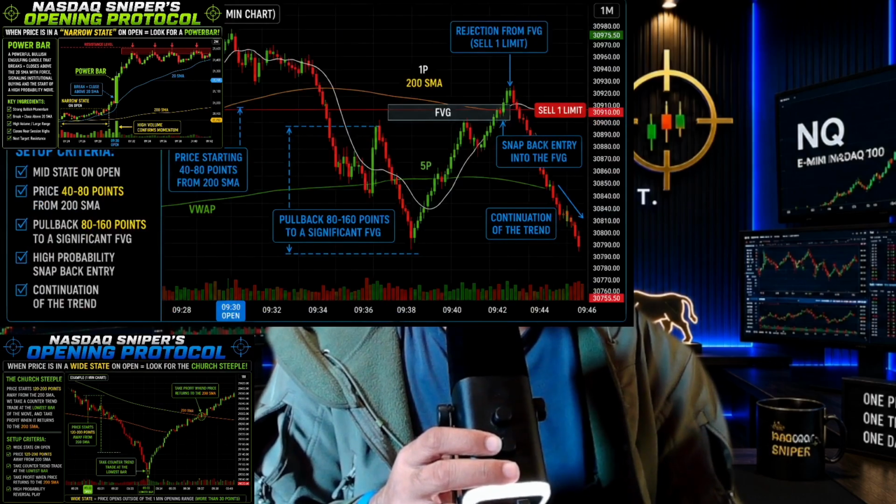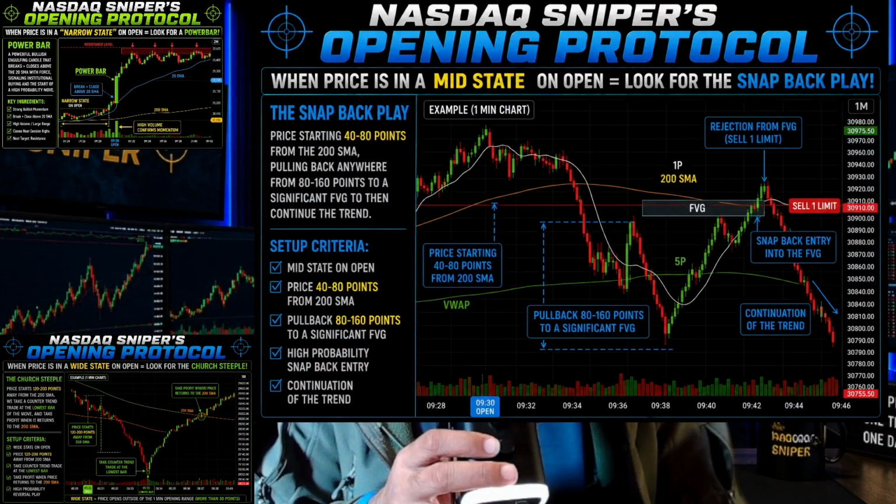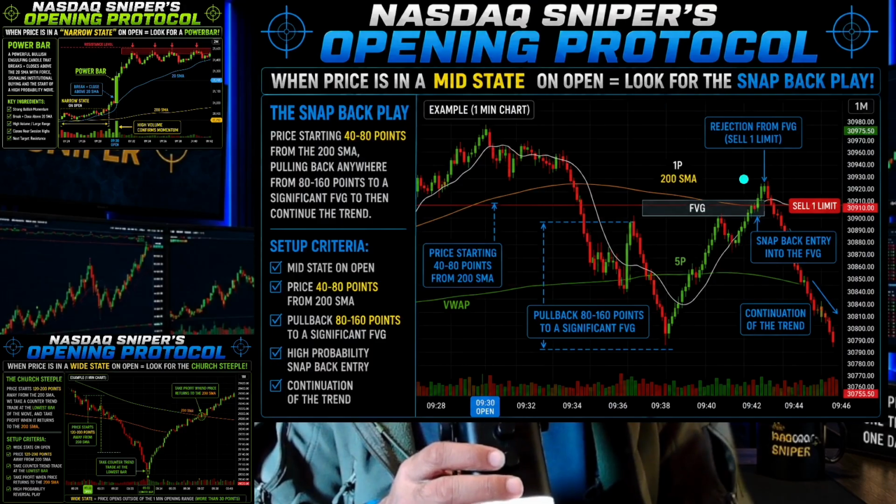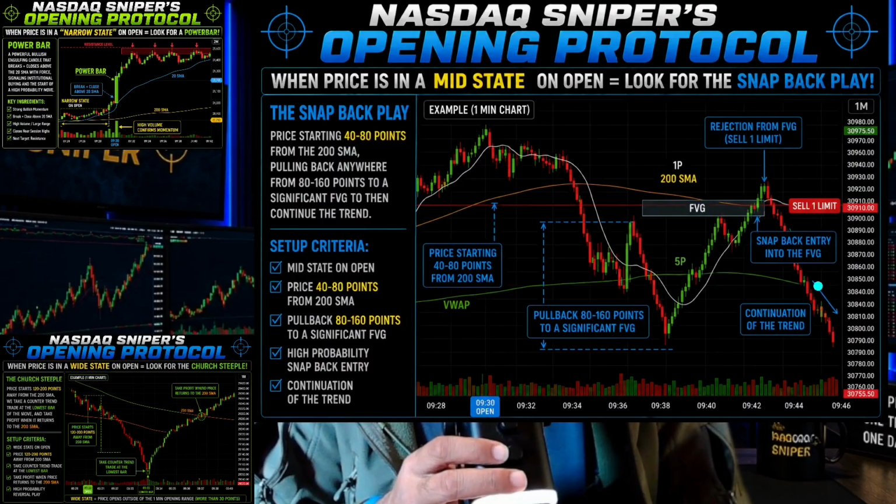If price is, let's say, mid-state, guess what? Snapback play. Real simple. Mid-state means 40 to 80 points. Price comes back into a fair value gap, continues the trend.